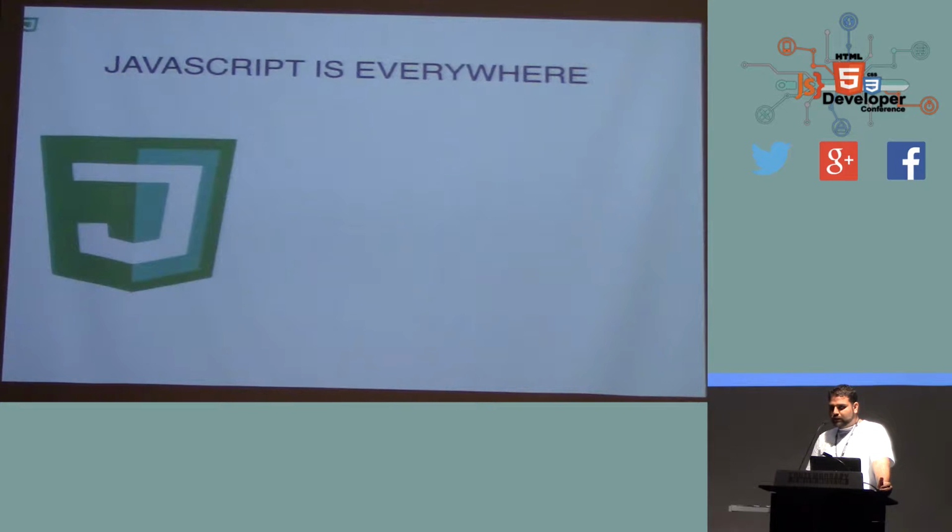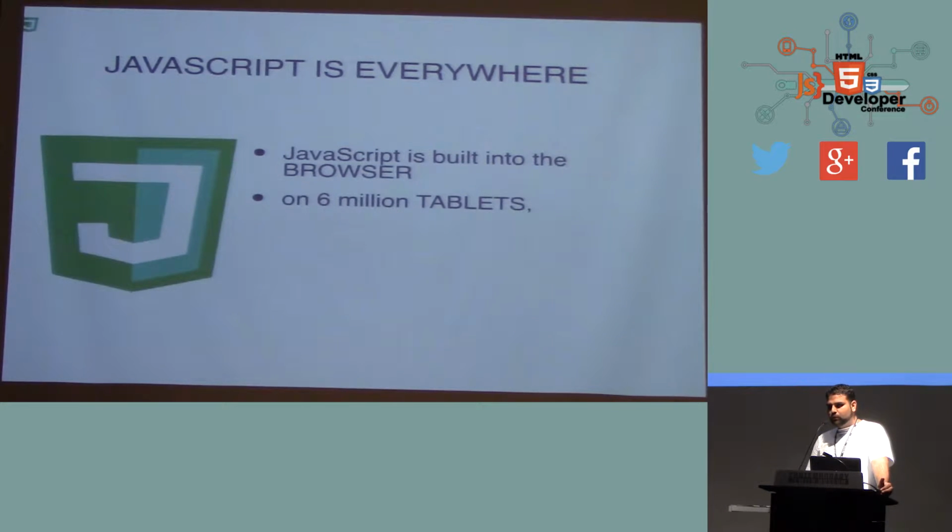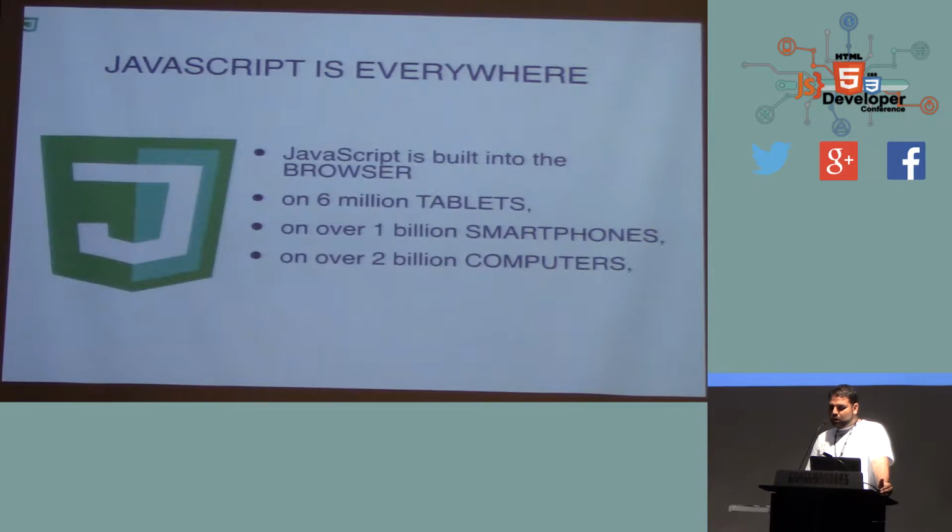We're also going to see in this presentation that JavaScript is everywhere around us. For example, it's built into your browser. Every browser that we are using right now is running on an engine that has JavaScript on top of it. It's used on pretty much most of all the tablets right now. It's used in every single smartphone. Almost 2 billion computers are running on JavaScript, and plenty of other places.